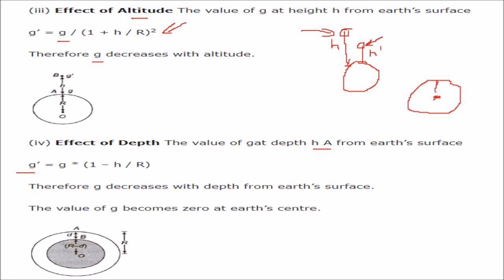So if you reach the center, the gravity will become 0. Put h equal to R here. h and R become equal, 1 minus 1 is 0, so g into 0 is 0, and g dash will be 0. At this point it will be 0. So g will decrease from, say, 9.8 at the Earth's crust to 0 at the center of the Earth.